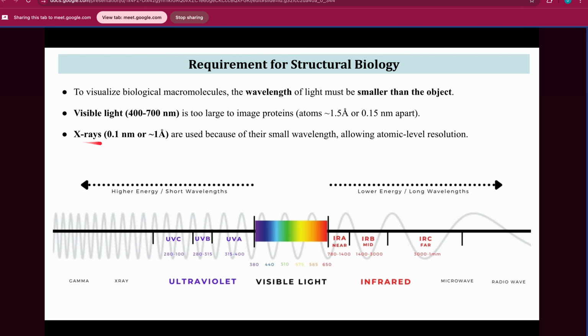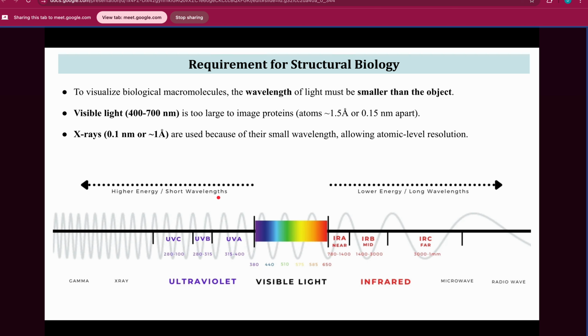So now if we talk about X-rays, then they have the range of wavelengths from 0.1 nanometer, or you can say 1 angstrom. It is used because their smaller wavelength allows atomic level resolution. So this is the distribution of different lights. So these are the radio waves. And as we move towards the left side, we are moving towards higher energy and short wavelengths.